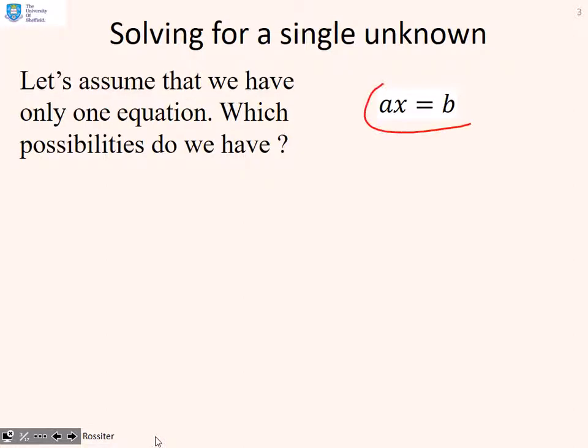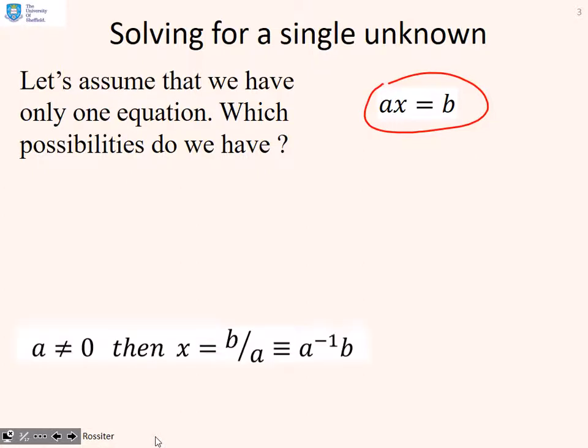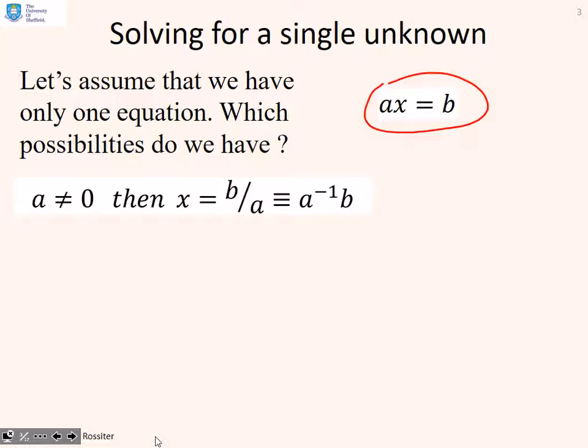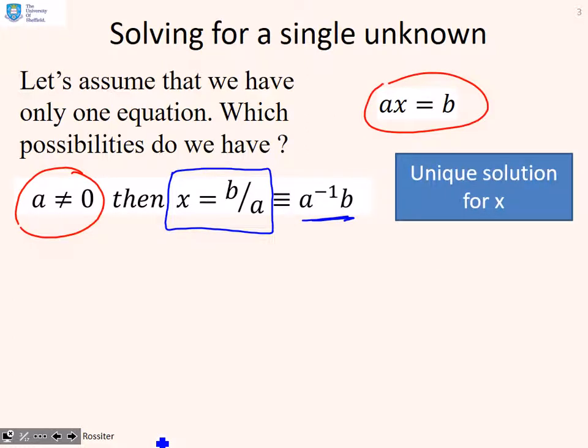So we've got an equation something like this, ax equals b. What possibilities do we have? Well, the first possibility is that a is not equal to 0. So if a is not equal to 0, then I can easily write the solution as x equals b divided by a, or a inverse b. And the key point is there is a unique solution for x.